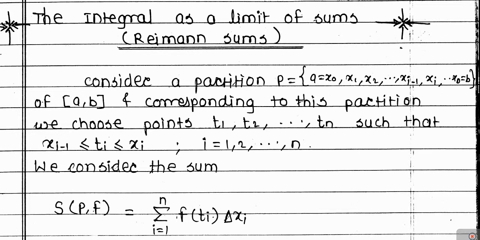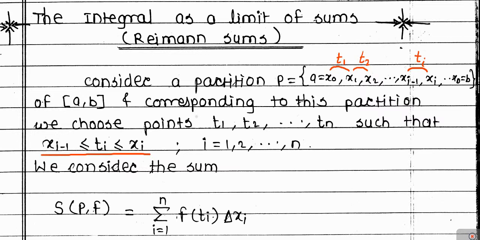How are we choosing the points? We are choosing the points ti such that ti is an arbitrary point in the ith subinterval. That means t1 belongs to delta x1; t1 is any point which lies between x0 and x1. t2 is any point which lies between x1 and x2. t3 is any point which lies between x2 and x3, and so on. ti is any point which lies between x_{i-1} and xi. In this way, we can choose the points ti for i equal to 1 to n.